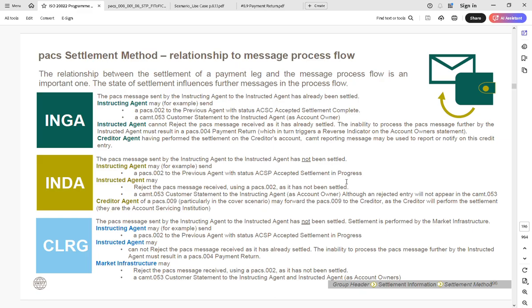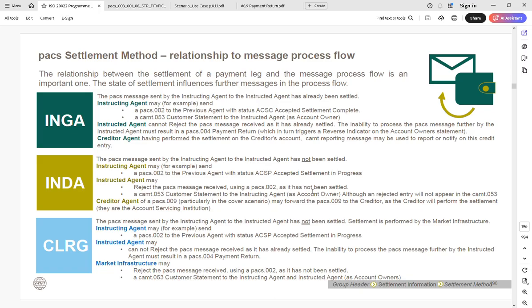Clear now? The diagram? Okay, you should have asked me, right? I forgot to. So in this diagram, instructing becomes INGA. If you look at this flow, it means that, for example, Deutsche Bank is an instructing agent and holds an account for the instructed agent. So Deutsche Bank is the instructing agent, and it will settle the payment, so the receiver of the message, the instructed agent, will not be able to reject the message but only return it. Once this payment has been sent, the instructed agent can only return the payment but cannot reject it.